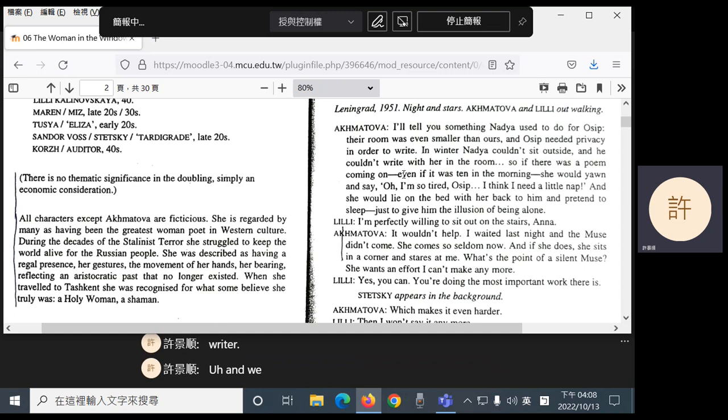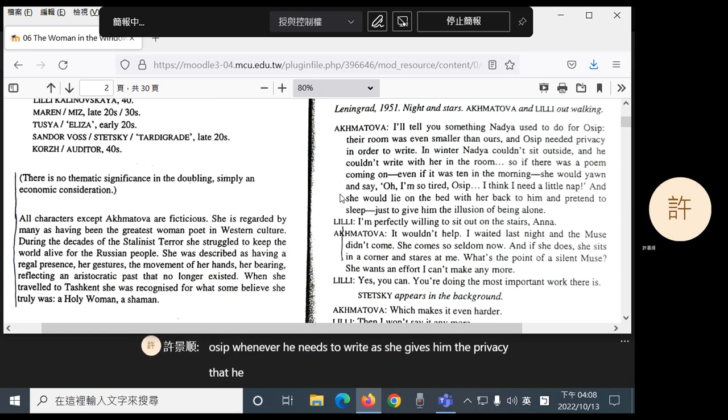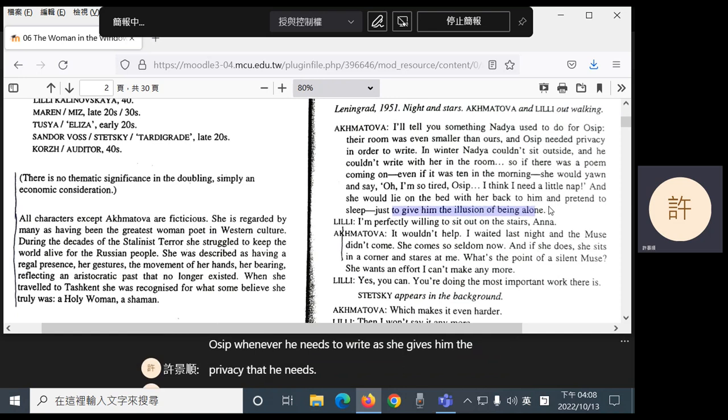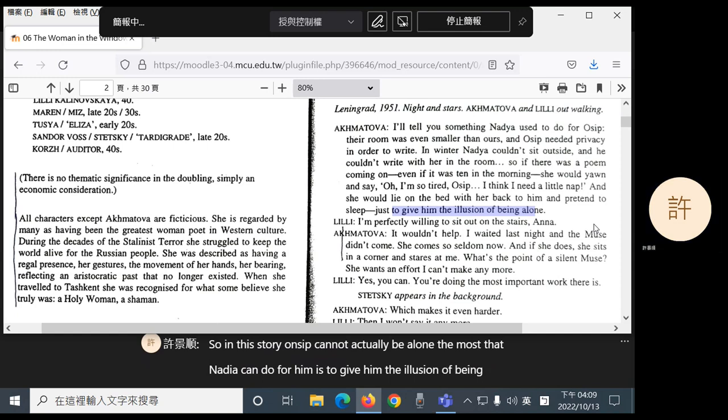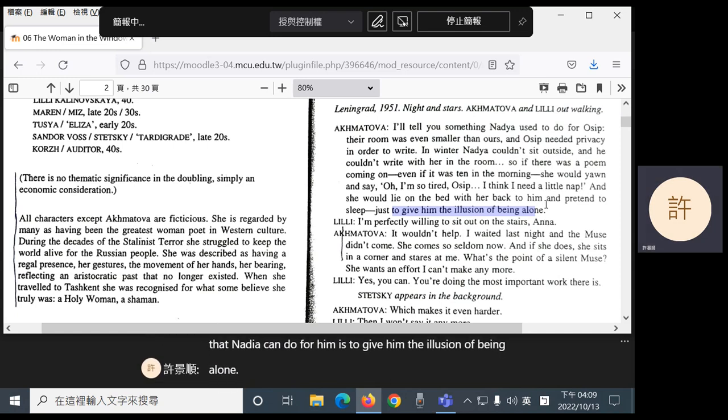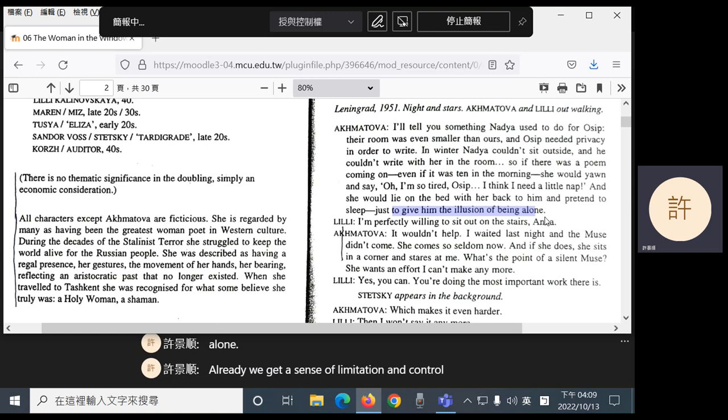And we get this story of how Nadia is very considerate of Ossip. Whenever he needs to write, she gives him the privacy that he needs to give him the illusion of being alone. So in this story, Ossip cannot actually be alone. The most that Nadia can do for him is to give him the illusion of being alone. Already we get a sense of limitation and control in this society.